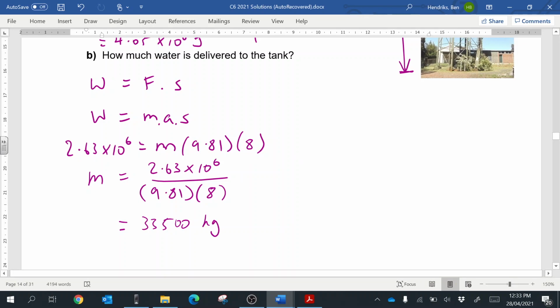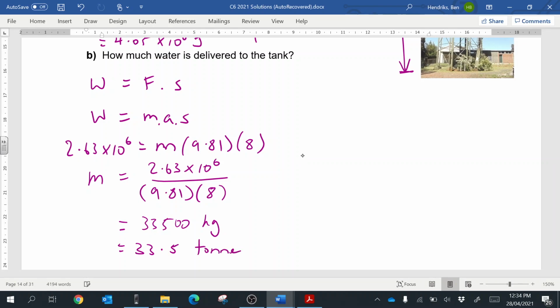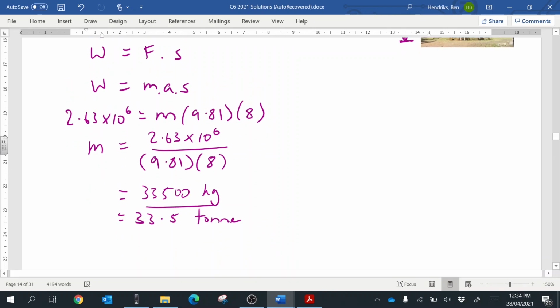Okay. And that's the same, if you feel like it, you can say it's 33.5 tons as well. But kilograms is your standard answer when we're working out these physics problems.